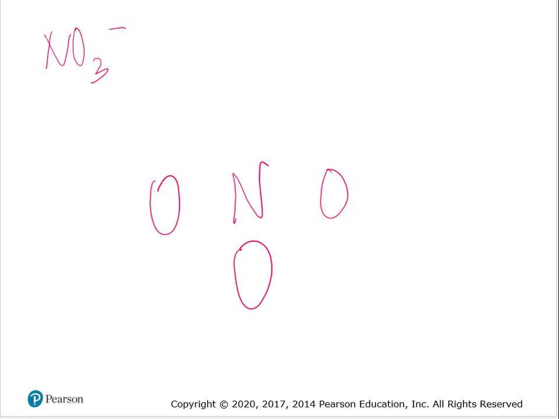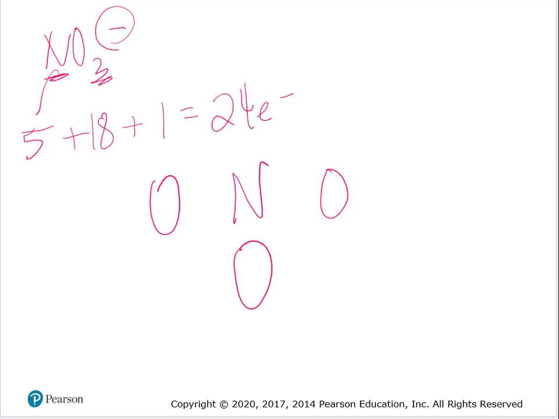Let's see how you did. NO3 with a -1 charge, so because there's 1 nitrogen and 3 oxygens, 1 nitrogen would be my central atom. Surround it with 3 oxygens. Let's do an electron count. Nitrogen has 5 valence electrons. Each oxygen has 6, so 6 times 3 is 18. Plus it has a -1 charge, so add an extra electron. We need to have 24 electrons around this compound.